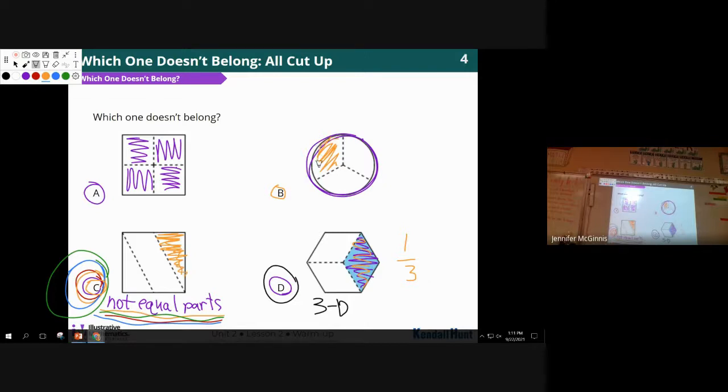This one has 3 equal parts. Garrett, you got something to say to Nikki? Yeah, I don't think so because C is not equal parts. See that, Nikki? B has equal parts. That's right. B has equal parts, but C does not. So this is going to be 1/3, right? What fraction is this going to be?